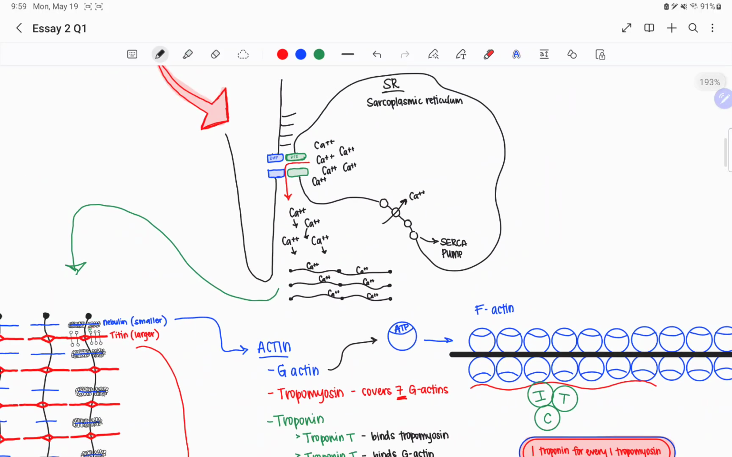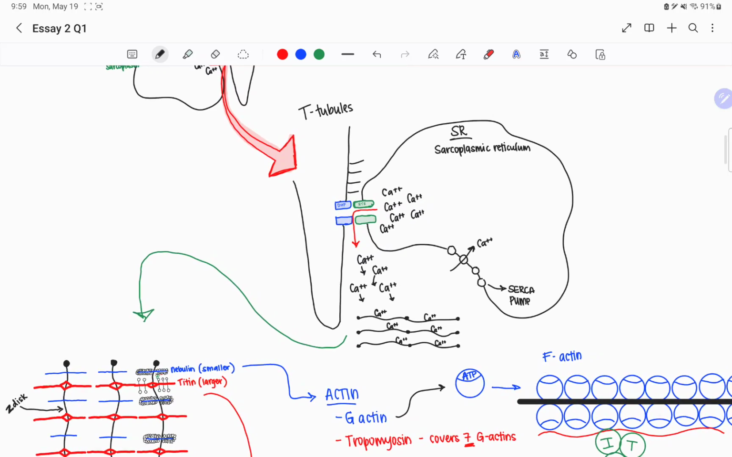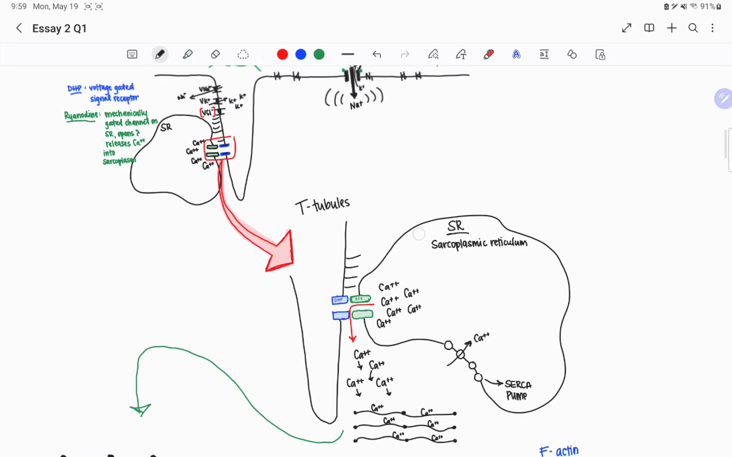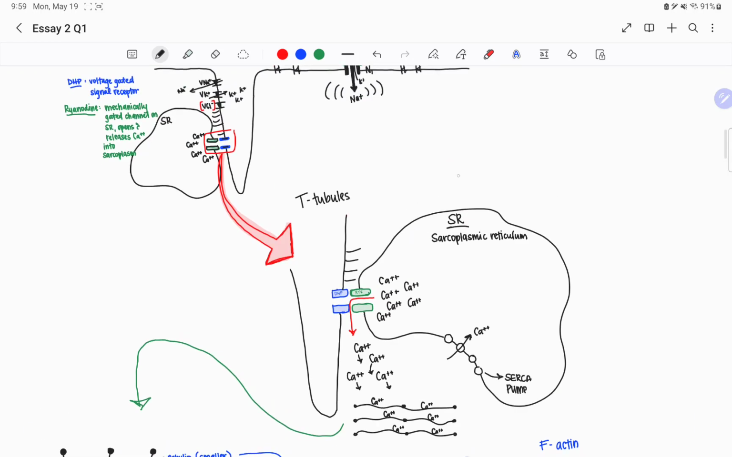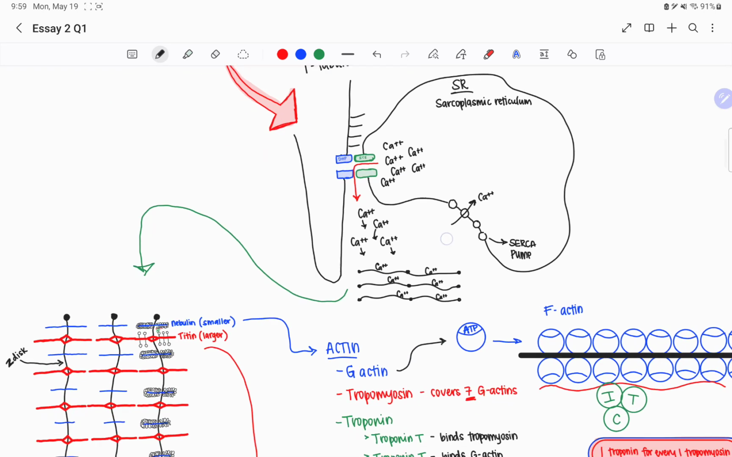Okay, so again, we have these things called T-tubules. They're like little perforations down into the muscle so that our action potential can get close enough to this SR to allow calcium to come out. Because if we didn't have this T-tubule, then our action potential would never reach the SR because our membrane is so far away from it. Okay, so that's what the T-tubule's job is for. That's what its job is, I mean.